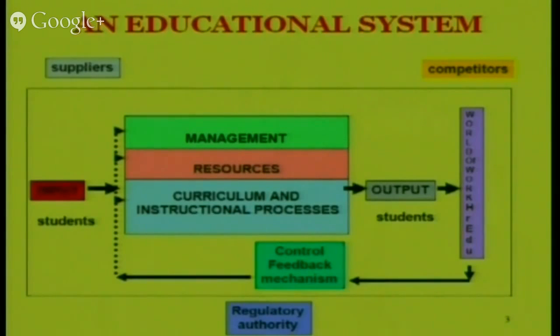Then you have suppliers. Who are the suppliers to the system? Schools, absolutely right. The schools which produce students at 10 or 10 plus 2 are the suppliers. And then the competitors are the sister institutions which are offering a similar kind of program. The diploma level institutions which are offering similar programs, or the university which is offering a similar kind of program, are your competitors. And this, in a nutshell, is the education system.